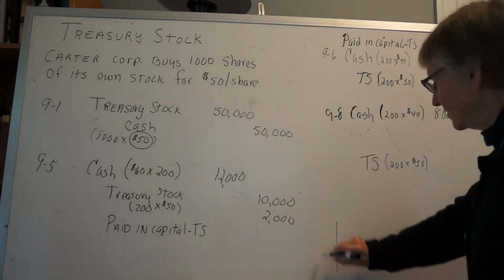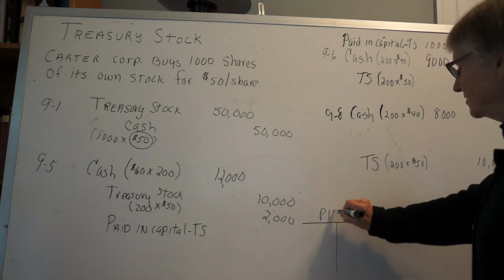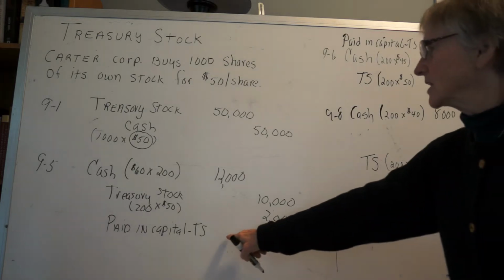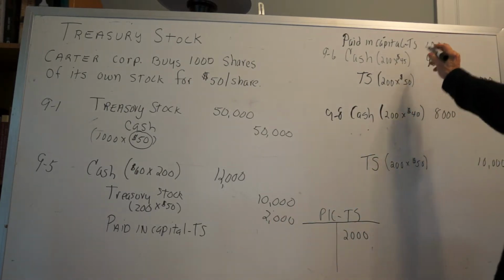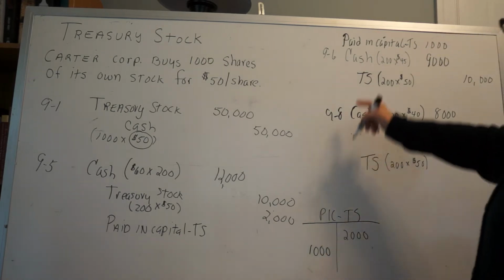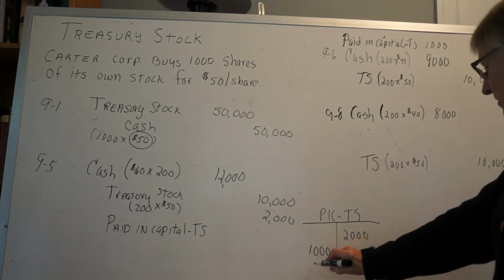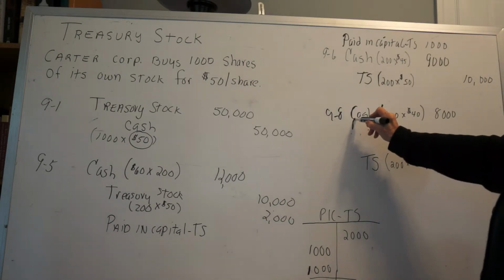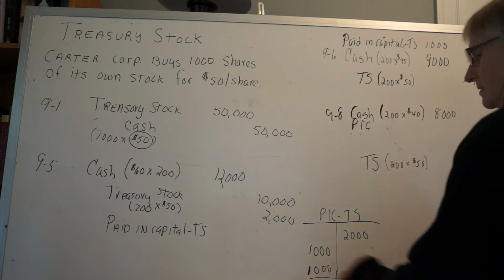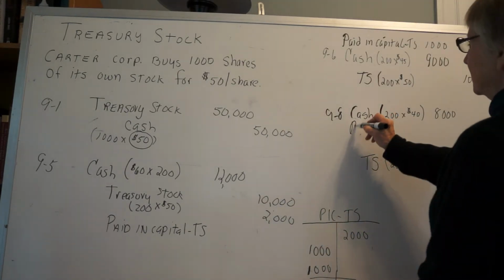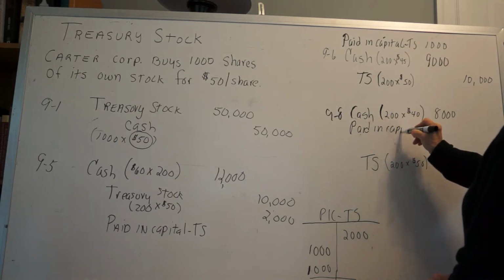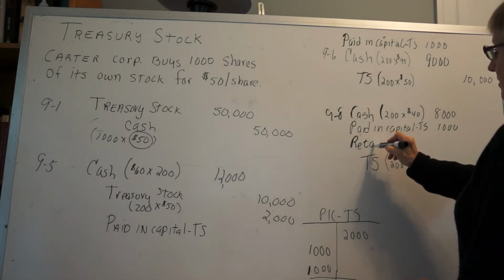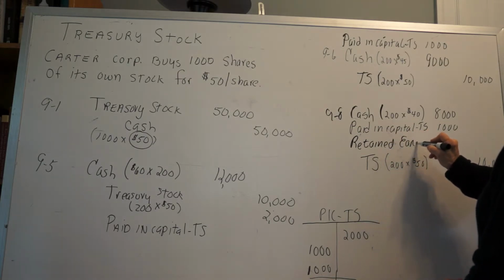If we think about our paid-in capital treasury stock account, we put in 2,000 as a result of the 9/5 entry, and then we used up 1,000 of that on 9/6. So now we've only got 1,000 left in there to take out, and one of the rules is that this account cannot go below 0. So we can only debit paid-in capital treasury stock 1,000, because that's all that's in that account. And for the rest, we have to go to the retained earnings account.